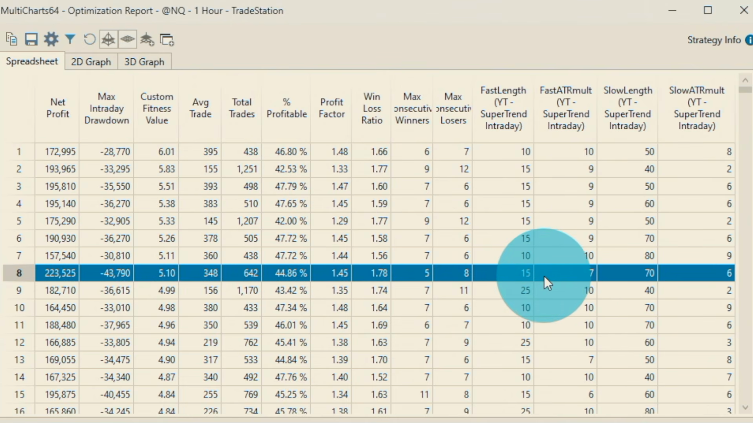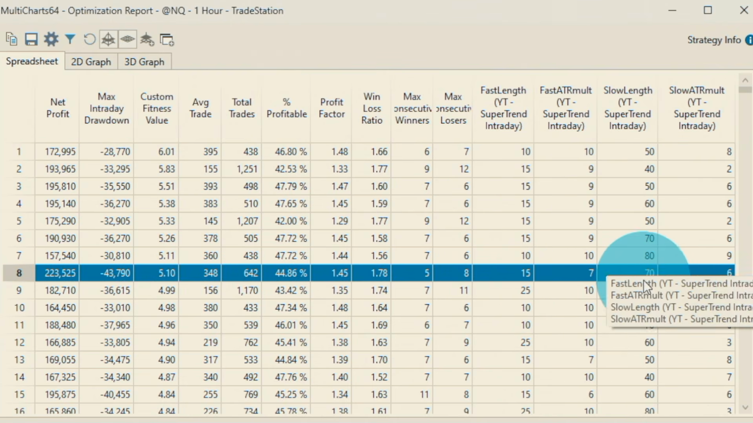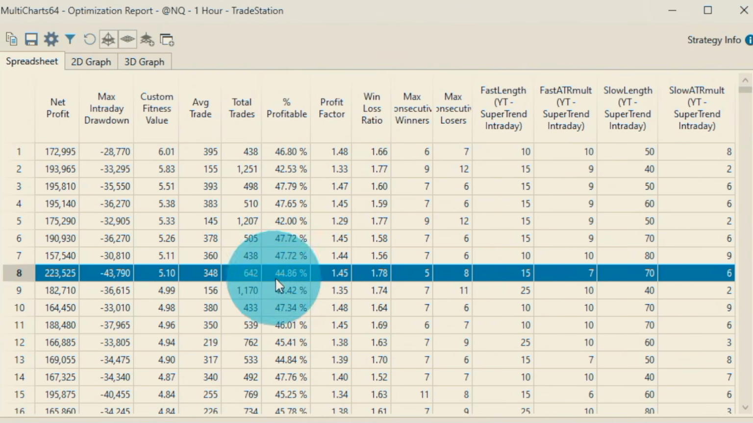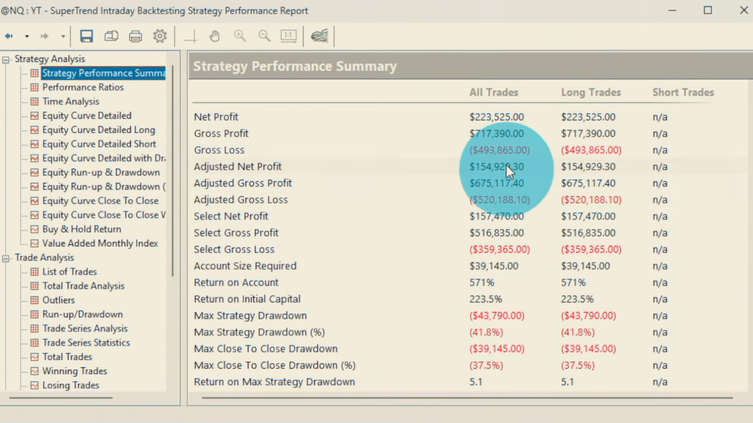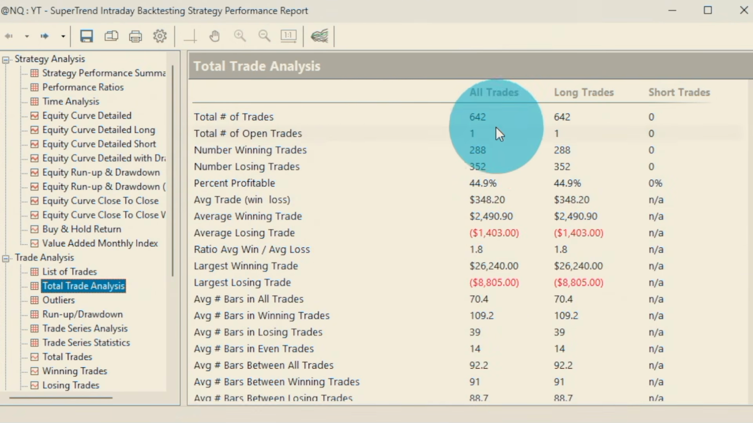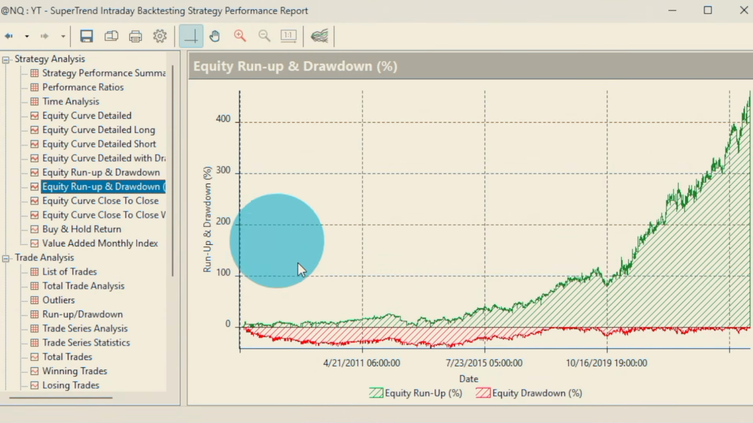Now let me pick this strategy. So this is 15, 7, 70, 60, about 642 trades with a really good average for the NASDAQ, 348. So this is our strategy performance, 223 with 5.1 return to drawdown. And these are the trade results. The problem here is when we look at this equity curve, we can see we are in a big drawdown for almost 6-7 years.